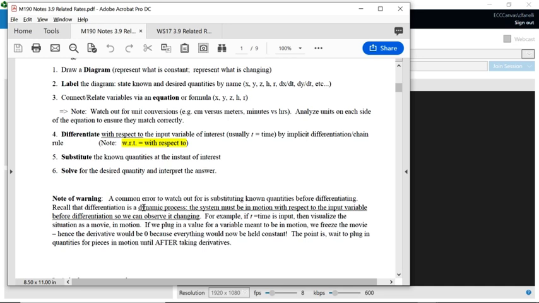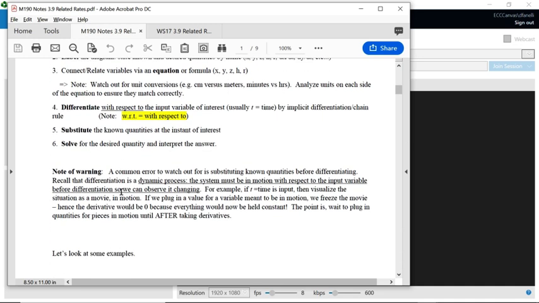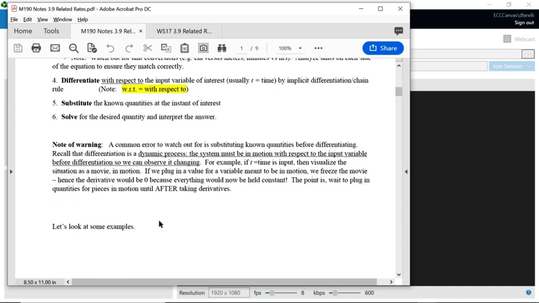You want to watch out for that same error here in related rates problems. All of our quantities are going to be changing with respect to time, and we're going to be given values for our variables when we're interested in looking at the related rates. Well, we don't want to plug in the values of the variables until after we have done the differentiation, and that's the note of warning. Let's take a look at some examples.